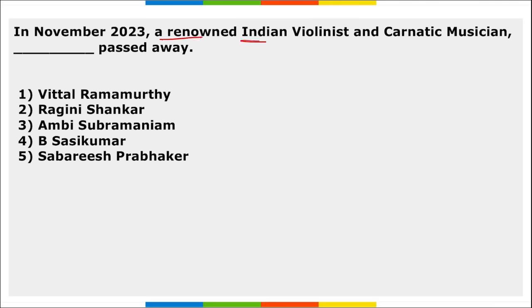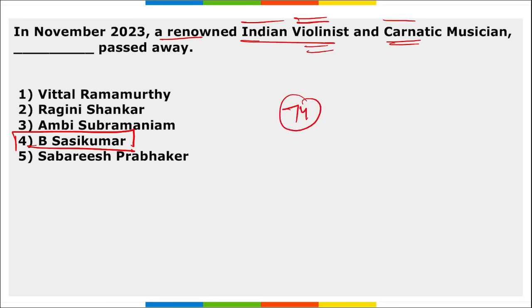Next, a renowned Indian violinist and Carnatic musician Dash recently passed away. So B. Shashi Kumar, a renowned Indian violinist and Carnatic musician, recently passed away at the age of 74 in Thiruvananthapuram, Kerala, and he was born in Thiruvalla in Kerala only.